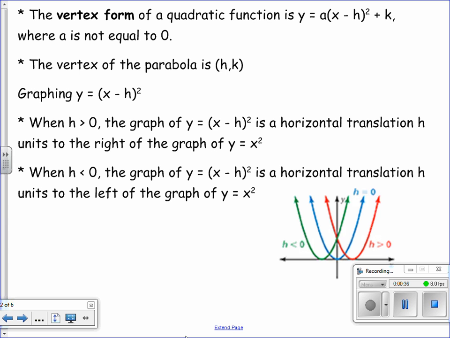And when we're graphing this, if h is greater than 0, then the graph is a horizontal translation, h units to the right of the graph of y equals x squared. So when h is greater than 0, it's going h units to the right. And when h is less than 0, it's a horizontal translation, h units to the left. So you can see in red is when it's greater than 0. It's just shifting from y equals x squared to the right. And when it's less than 0, it's shifting to the left, the green little graph there.